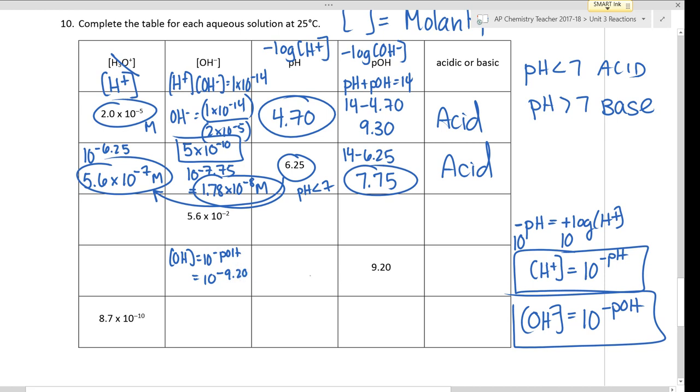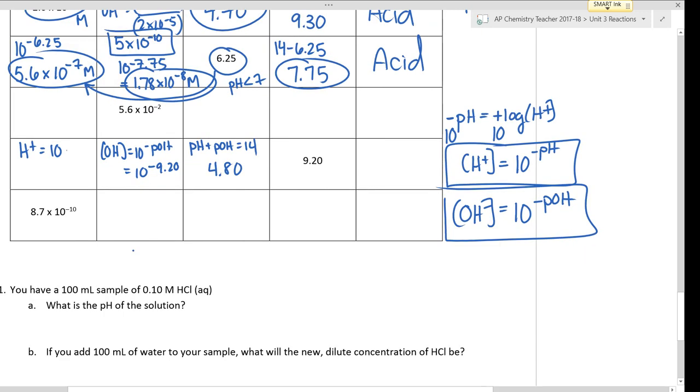If I know the pOH, I can find the pH using this relationship that pH plus pOH equals 14. So my pH would be 4.8 here, and then if I wanted to find my H plus concentration, it'd be 10 to the minus pH, so that would be 10 to the minus 4.8. But don't leave it like that. Actually, plug it in your calculator and find a number for it there.